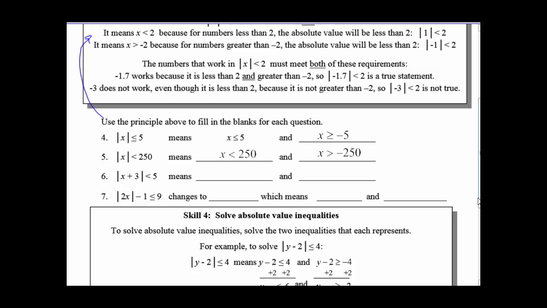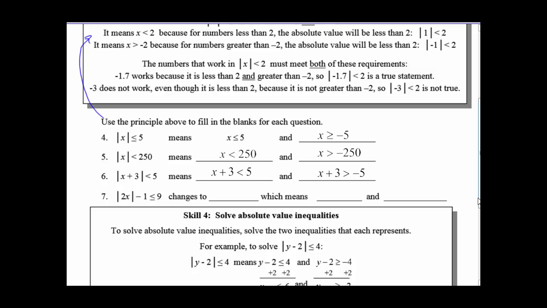Okay. Number 6, absolute value of x plus 3. That is by itself, so we can take our equation and we know that it means x plus 3 should be less than 5. So we're less than the positive. And we're going to have x plus 3, but we have to flip the sign. So now we're greater than, and we're greater than the negative 5.